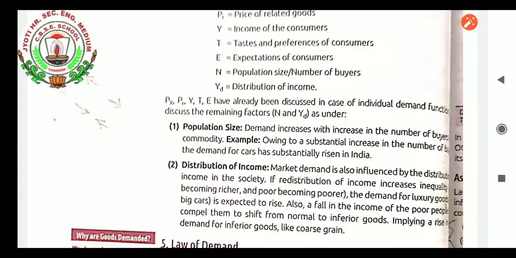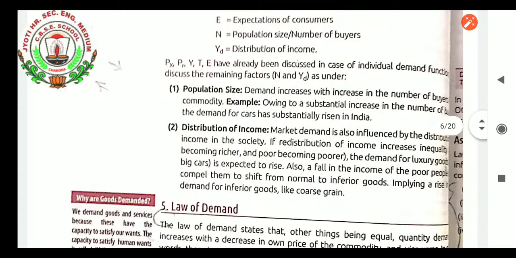So distribution of income also plays a very important role in the market demand function, because as the income of the people increases, the demand for the goods increases, but as the poor people are still poor, their demand will not increase. The demand for luxury goods is expected to rise, because as income increases, middle income group people also can comfortably purchase the luxurious goods they want.